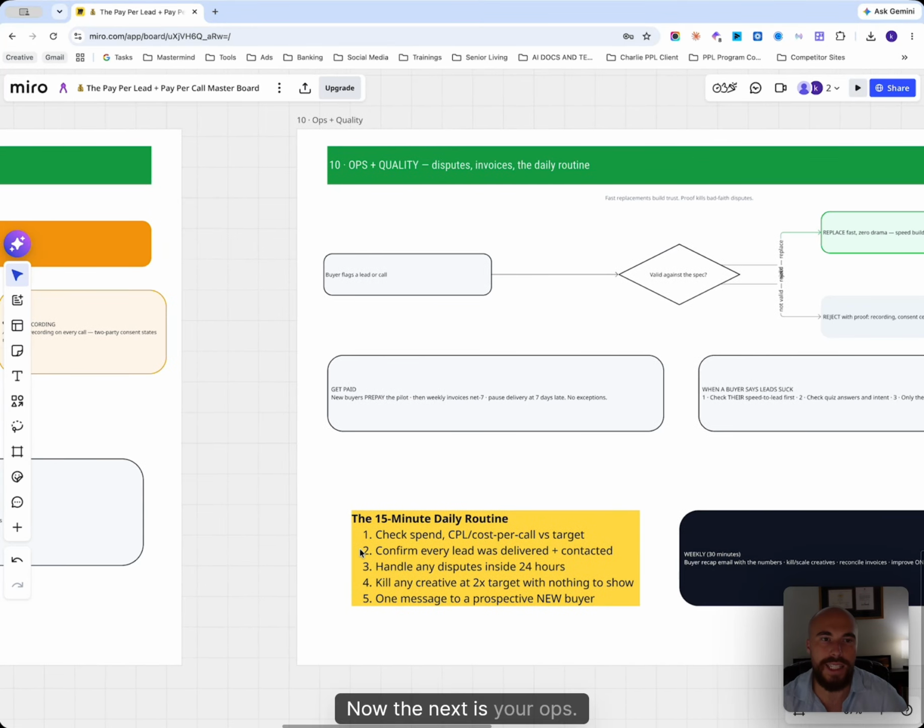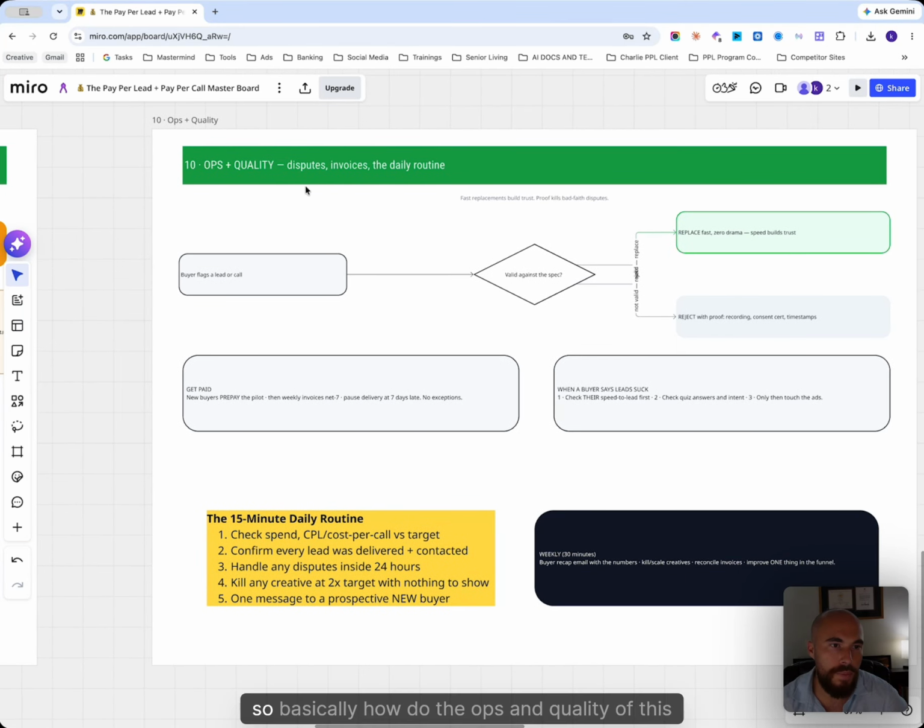Now, the next is your ops, okay? So basically, how do the ops and quality of this actually work?